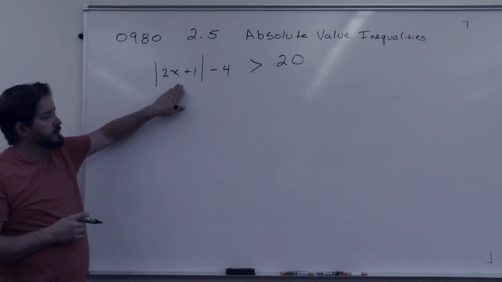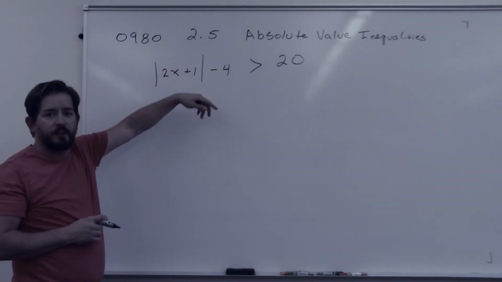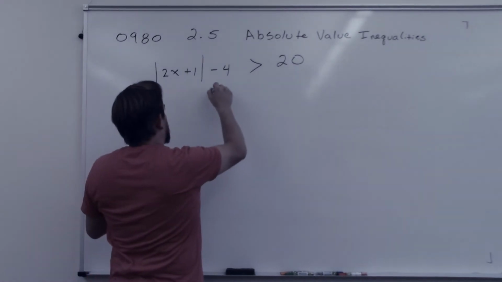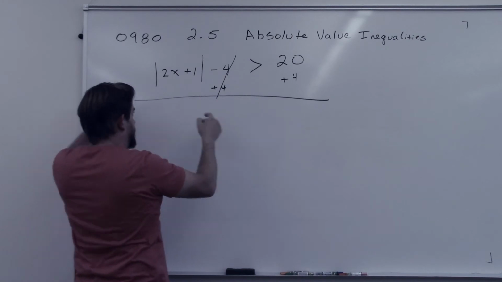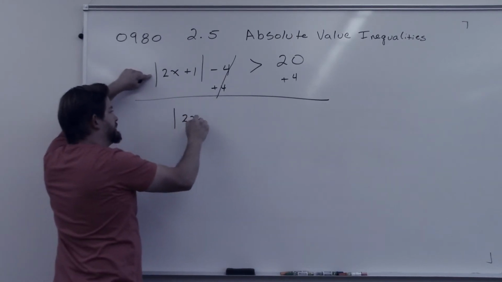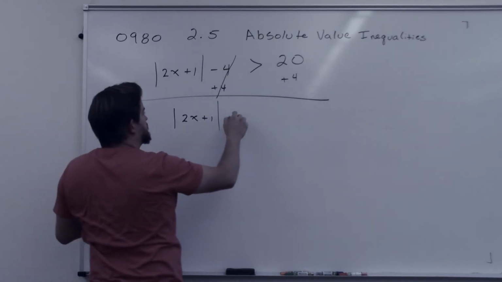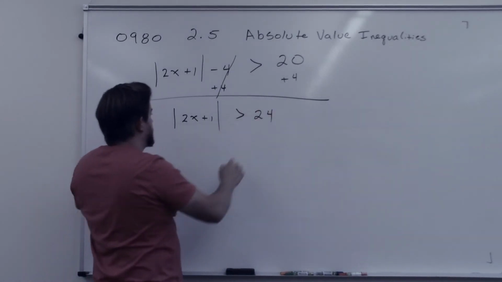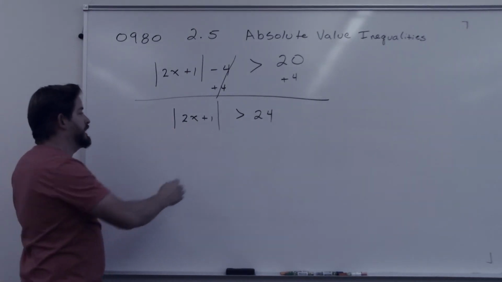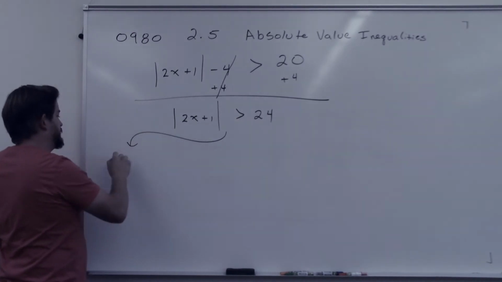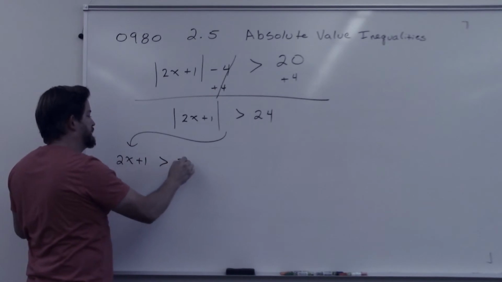I want to isolate this absolute value. I want to treat it like it's its own little thing, which means I want to get this 4 out of my way. So add 4, add 4. That's gone, and the absolute value is now isolated. This is what I want before I start trying to break it up into two inequalities. This is the goal for step 1, is to isolate that absolute value, and then you can break it up and say, this, 2x plus 1, is greater than 24, right?